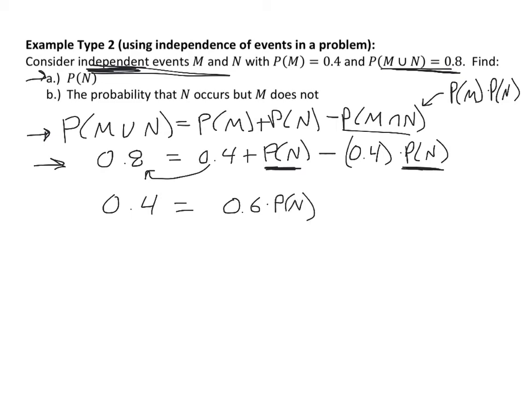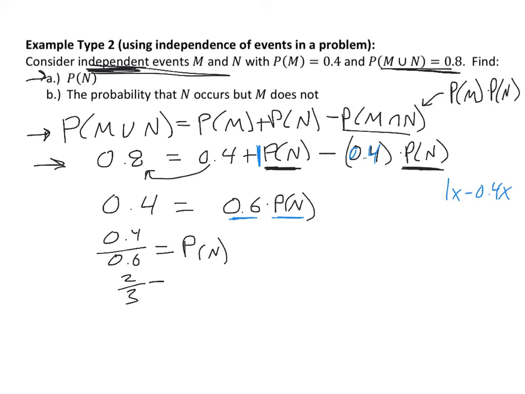And if you weren't quite following why that happened, the idea here is that this is really 1 P of N, and then this is 0.4. This is almost like 1x minus 0.4x, and that's why I'm getting this 0.6 probability of N. And then I just need to divide this thing over. So when I divide that over, I'll have 0.4 over 0.6 is the probability of N. And this is basically 2/3. I could do it as like a 0.6 repeating, but that's effectively going to reduce down to 2/3.